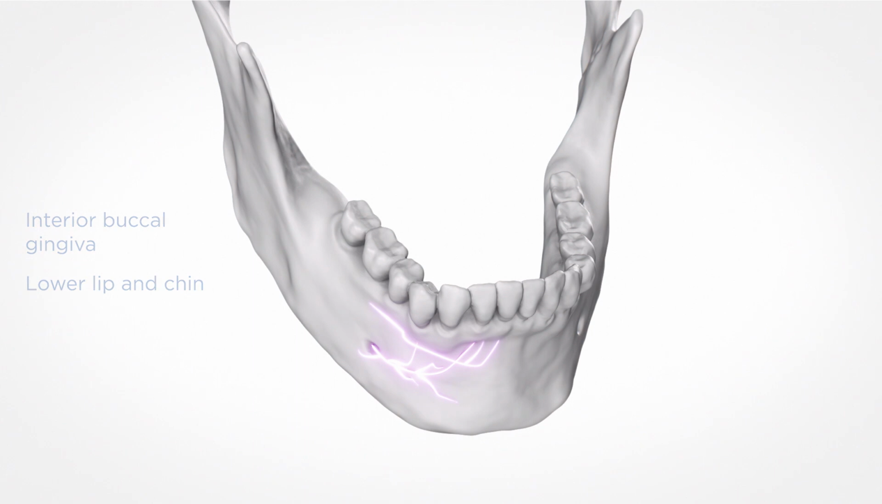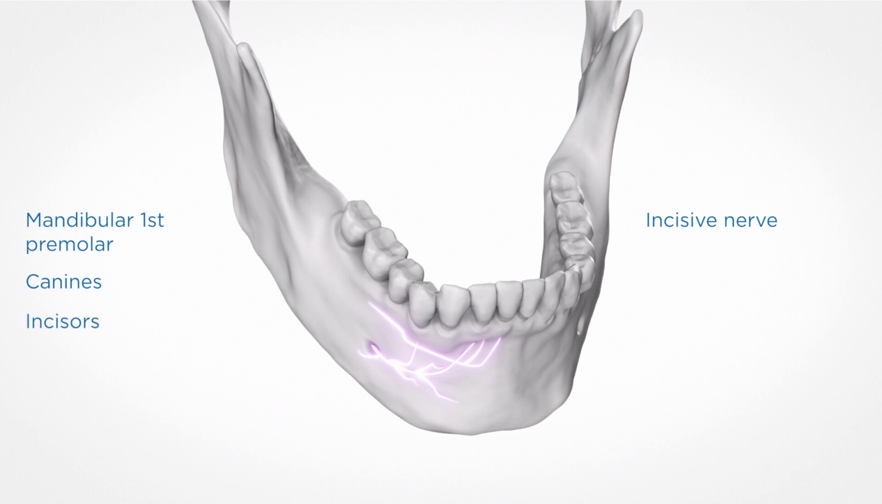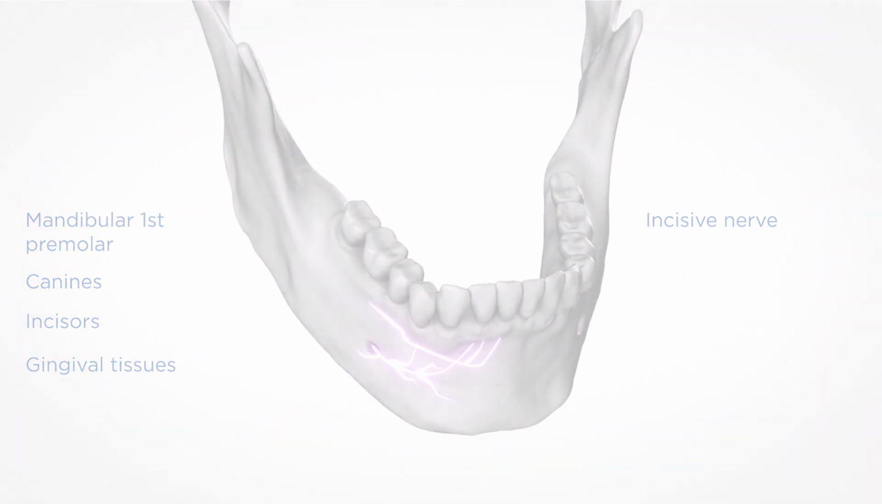After exiting the mental foramen, the inferior alveolar nerve continues anteriorly within the mandibular incisive canal as the incisive nerve, innervating the mandibular first premolar, canine, and incisors and adjacent gingival tissues.